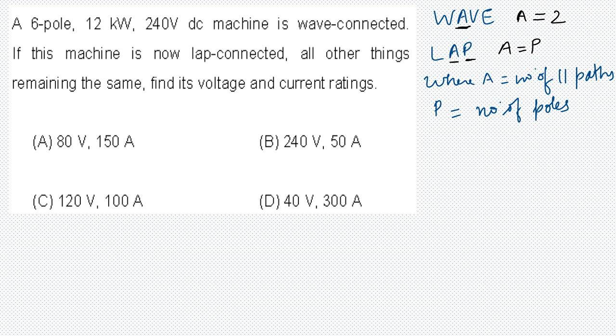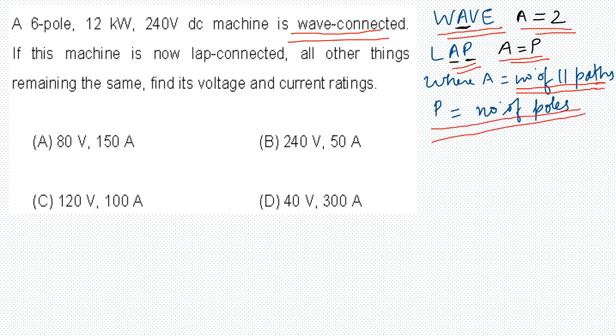So it is wave connected. First, for wave, how you can remember is that in wave, a is equal to 2. 2 means the number of parallel paths. So there are two parallel paths in wave. And the other thing that you need to remember is that in lap, a equals p, which means the number of parallel paths is equal to the number of poles in the machine. So if you remember these two things, then it is very easy to solve.